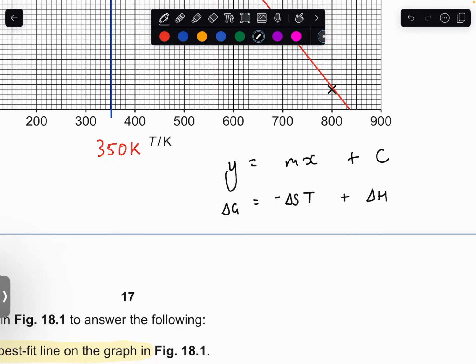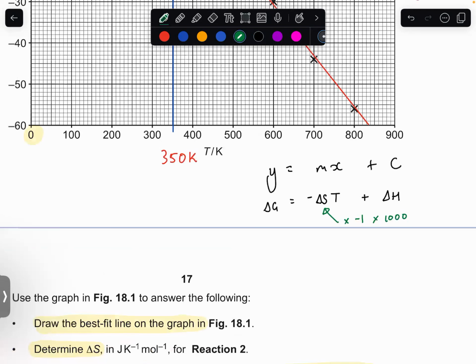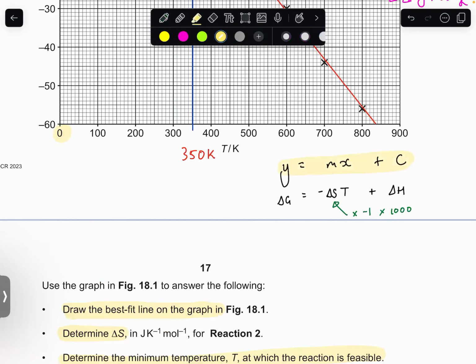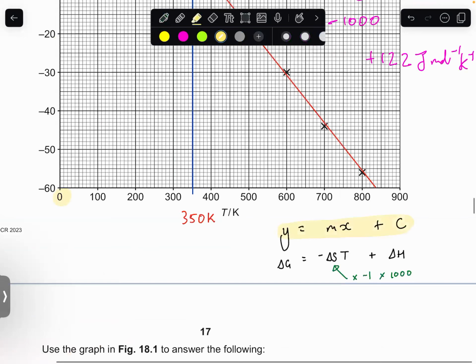So we just rearrange them. Actually the gradient is delta S, but there's a minus delta S. To get delta S on its own, we need to multiply it by -1 to get rid of that minus sign. And we also multiply it by 1,000 to convert kilojoules into joules to get our entropy change value. I hope that makes sense. So we're using y equals mx plus c to determine the entropy change from a delta G free energy versus temperature graph.